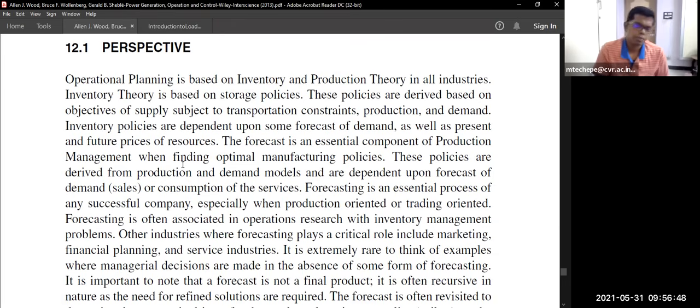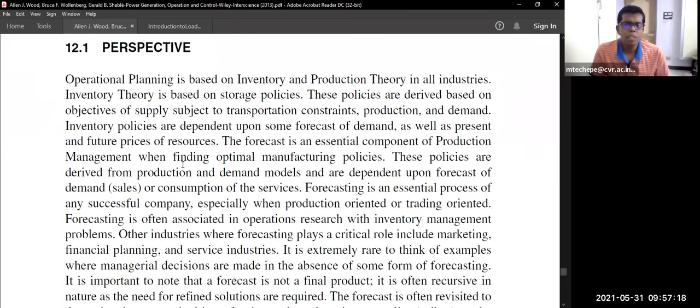If we keep the water in the dam, then we can use it at any time. That might be useful for two purposes: one is agriculture, as well as your power generation. Here, forecasting is an essential process of any successful company, especially when production oriented or trading oriented.